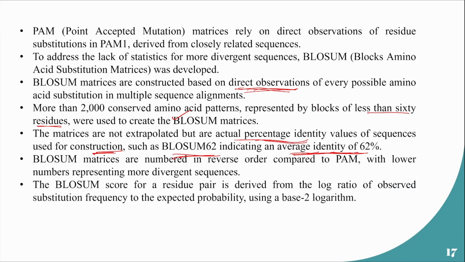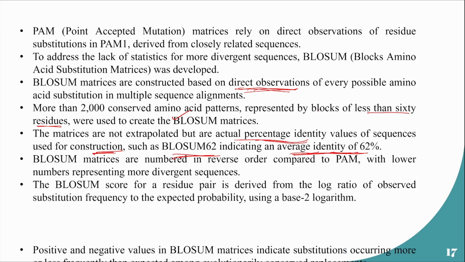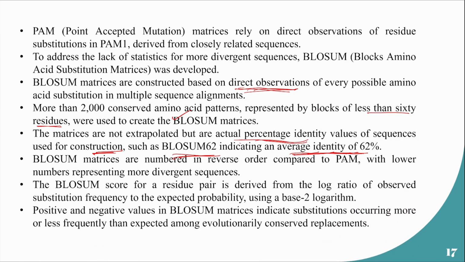And as in the case of the PAM matrix, here also a logarithm is used. In PAM, we saw that a base 10 logarithmic value was used. Here, base 2 is used, right? And for the scores in the matrix, positive and negative values again indicate that substitutions are occurring more frequently or less frequently, respectively. So those are the concepts for BLOSUM matrices.